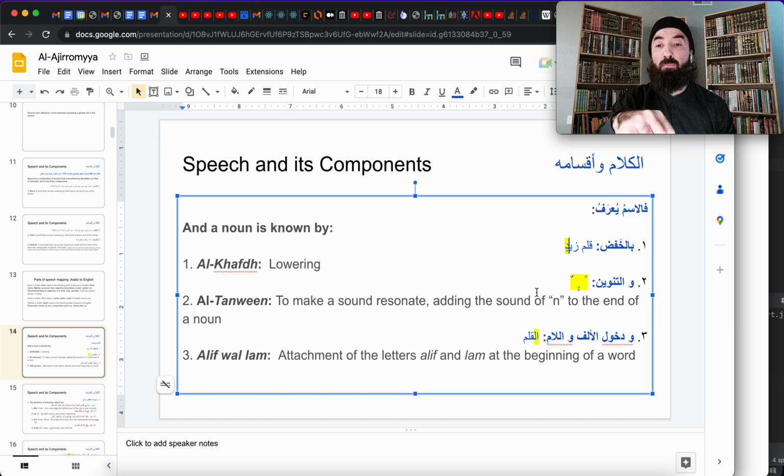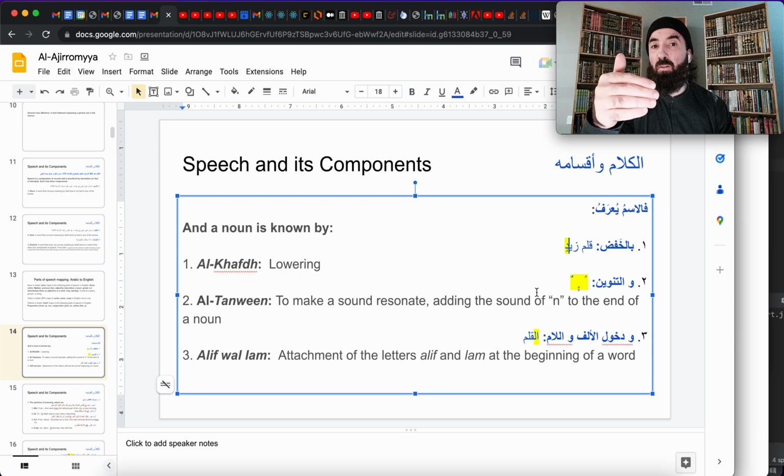And the third one is, as the author puts it, وَدُخُولُ الْأَلِفِ وَاللَّامِ, the attachment of the letters alif and lam at the beginning of a word. What we call the definite article, right? In English, the alif and lam translate to "the", the definite article. So as soon as you add alif and lam to the beginning of a word, you're making it definite. For example, the book, al-kitab, the pen, al-qalam, right? So as soon as you see the definite article, which is alif and lam in Arabic, at the beginning of a word, you know that's a noun.